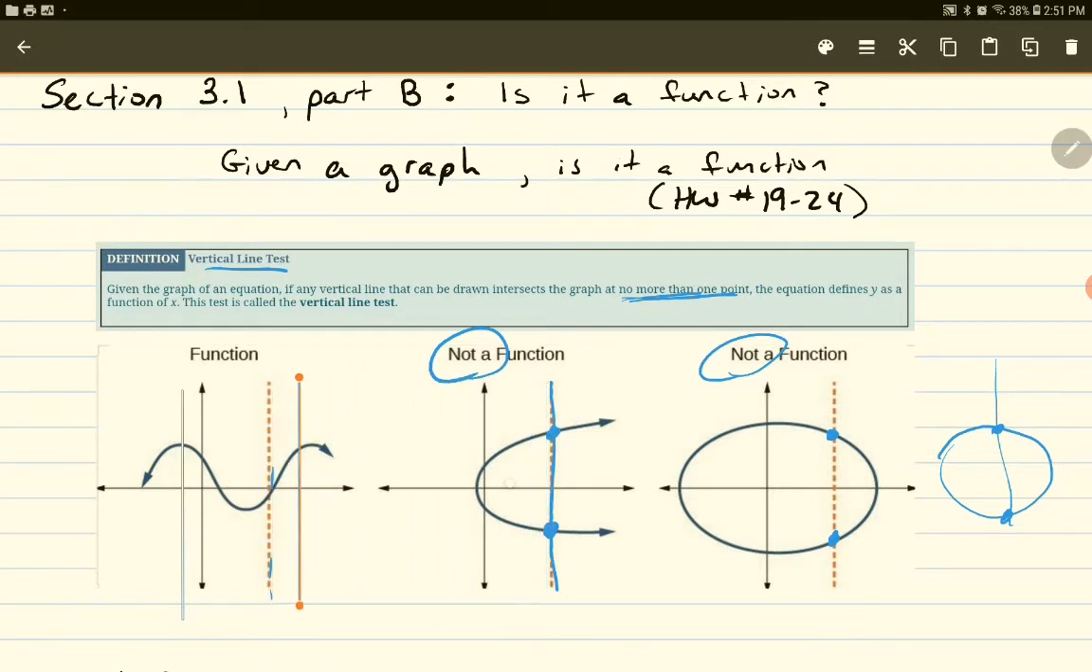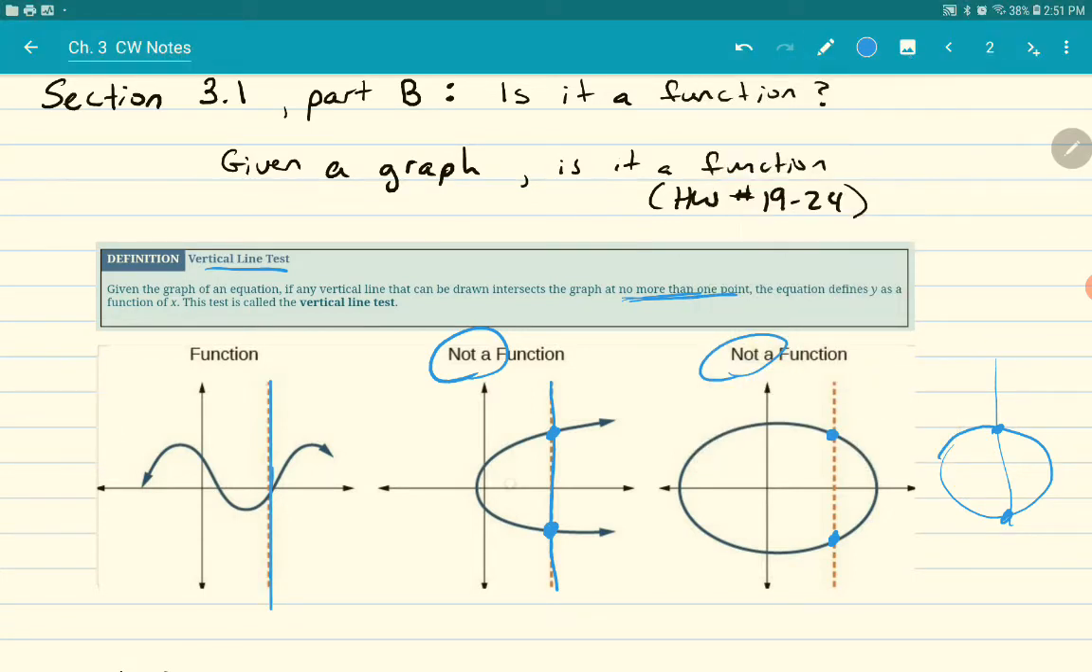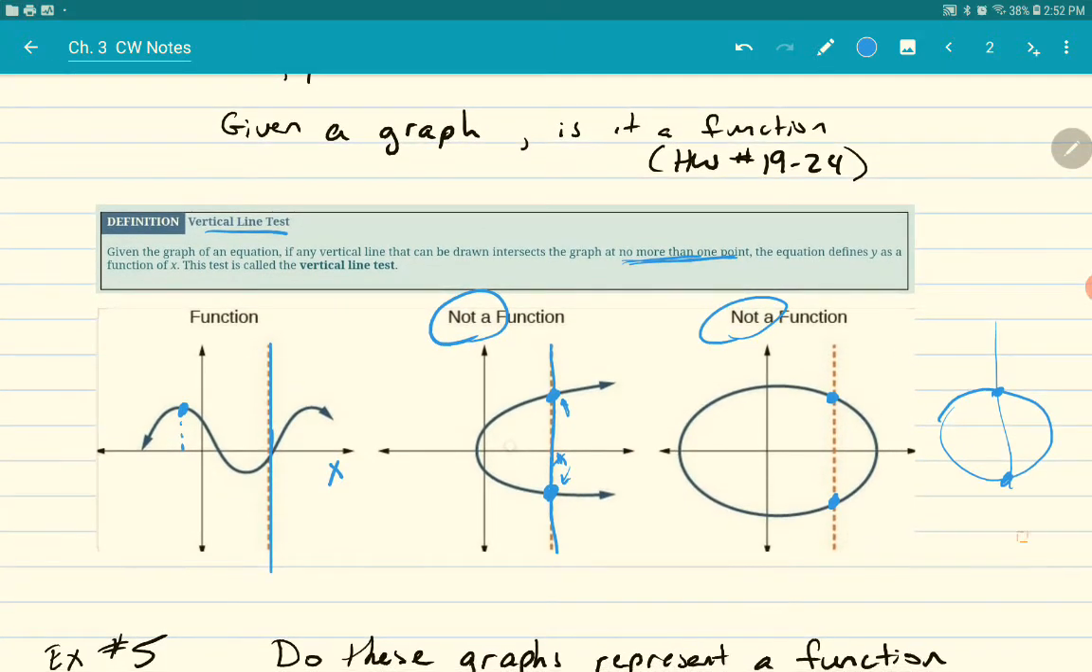And if everywhere I try to put a line I get no more than 1 point, then it is a function. So think back to your definition of function. If I give you an input, something from the domain, one of those x values, then you should be able to tell me exactly what y is. No matter what x I give you, you'll get to exactly 1 point. Whereas on this one, if I give you this x value, then you won't know if you want to give me this one or this one. So if that output is ambiguous, then it's not a function.